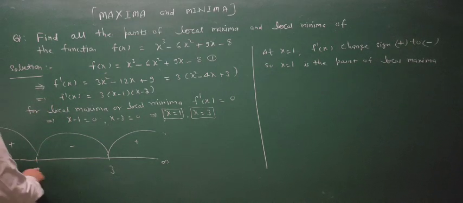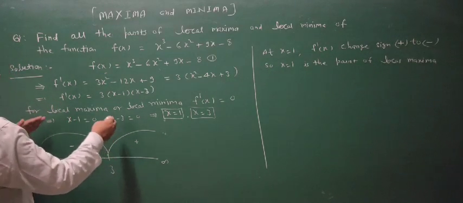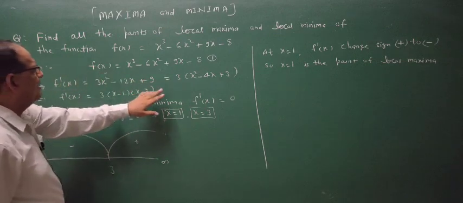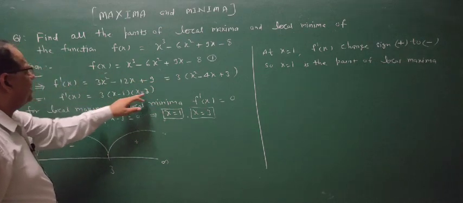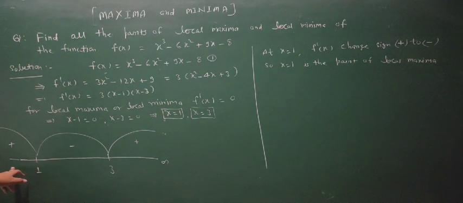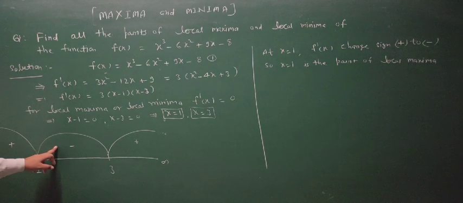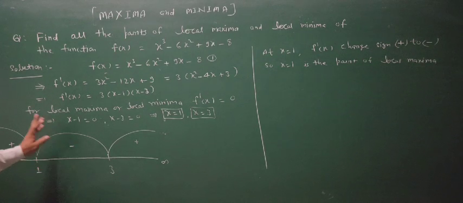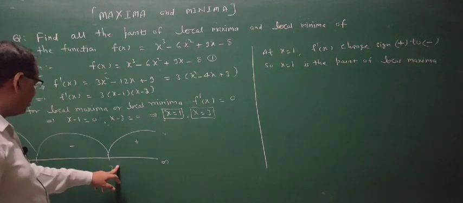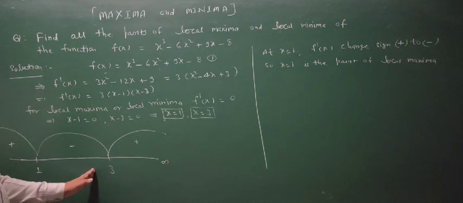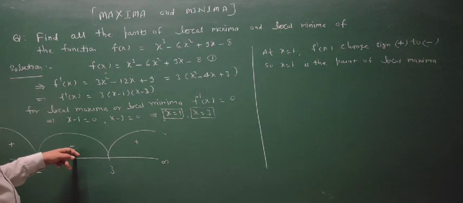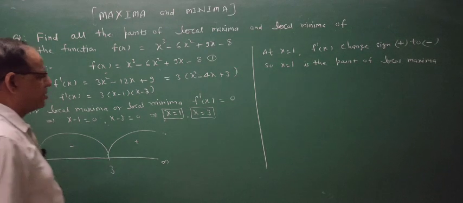This number line shows the sign of the polynomial f dash x equal to 3 times x minus 1 times x minus 3. At the neighborhood before x equal to 1, the sign of f dash x is positive, and after x equal to 1, the sign of f dash x is negative. That means x equal to 1 is the point of local maxima. And at x equal to 3, before x equal to 3, the sign of f dash x is negative and the sign of f dash x is positive after.